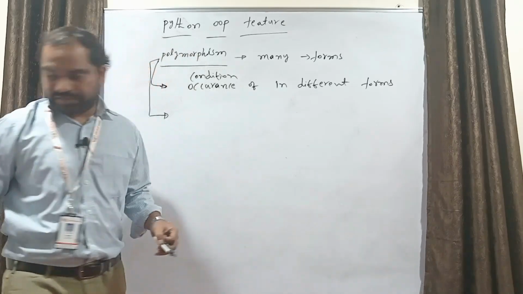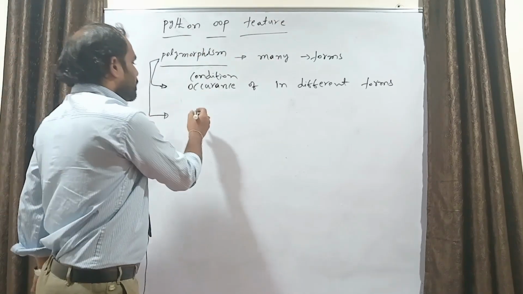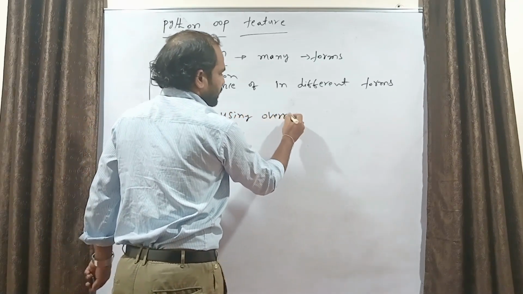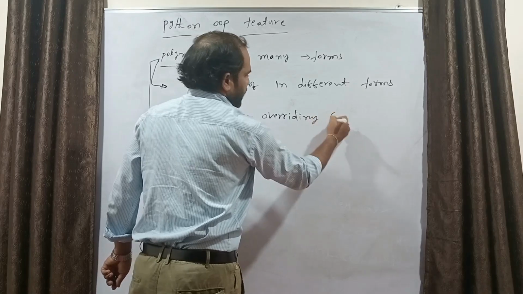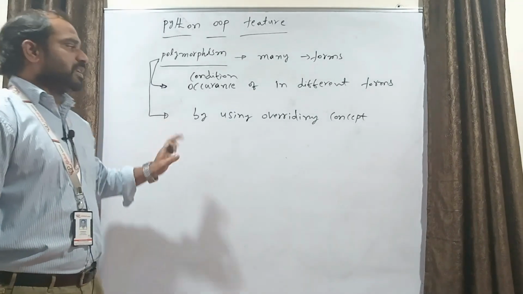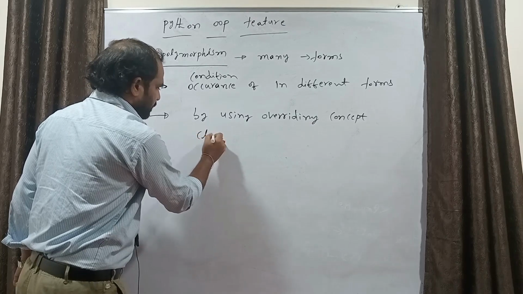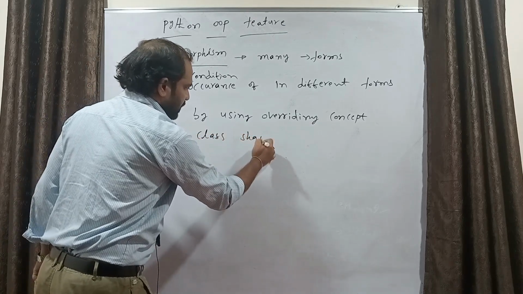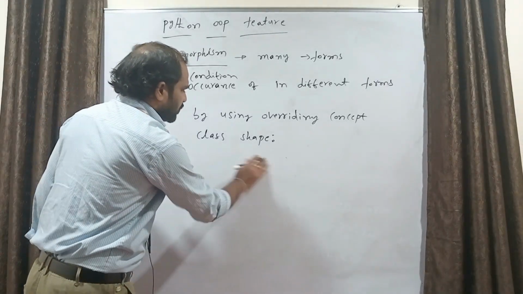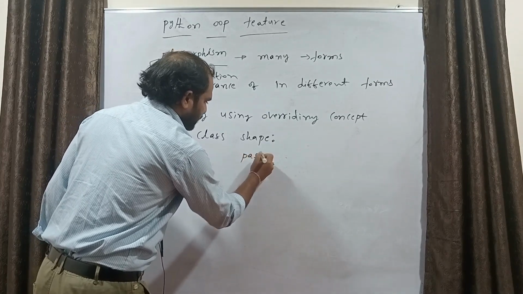With the classes which are created by the user, right? So polymorphism is achieved by using the overriding concept. By using the overriding concept, this polymorphism can be achieved, right? So for example, I will create a class Shape. Inside of this Shape class, I won't specify anything, so I will just place pass here.